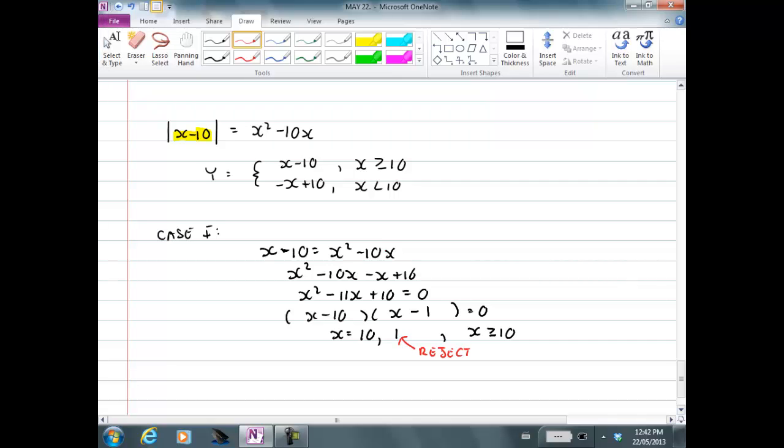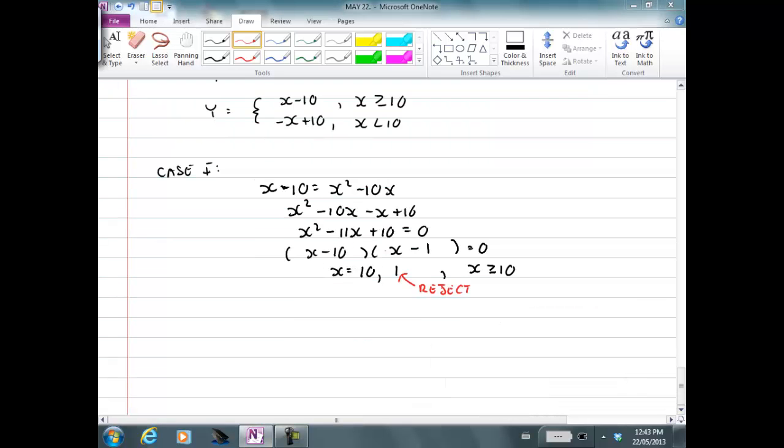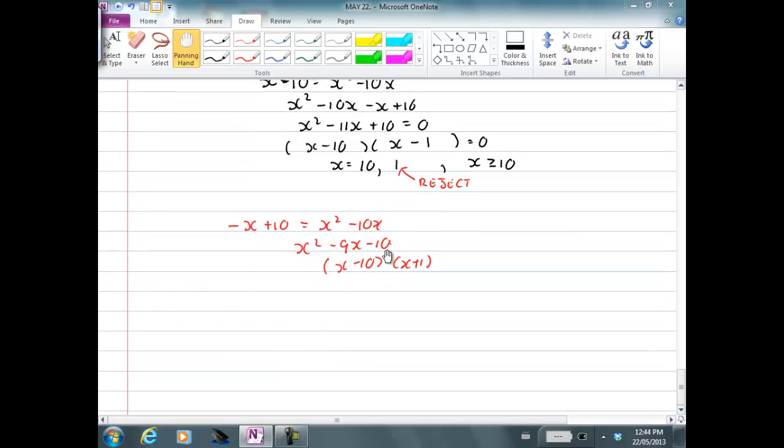I want you to do case 2. I'm going to pause it. What I'm going to do is I'm going to work with case 2. Negative x plus 10 equals to x squared minus 10x. That gives you x squared minus 9x minus 10. X minus 10, x plus 1. Okay. So I did it just to simplify a factor.